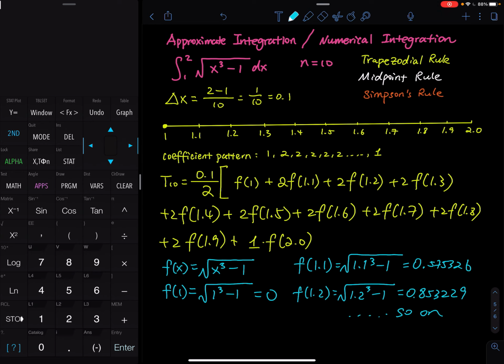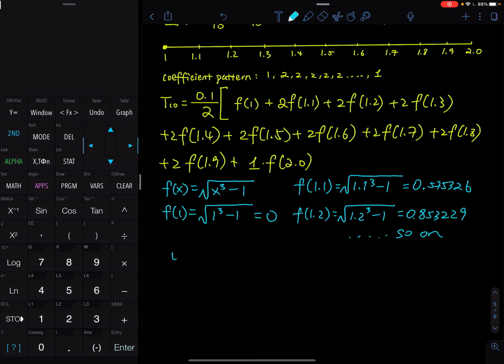So how do you input a function into a graphing calculator? First of all, you go to y equals, right? So let me just draw this for you. So you go to y equals, right? You press the y equals key that is above the second key.